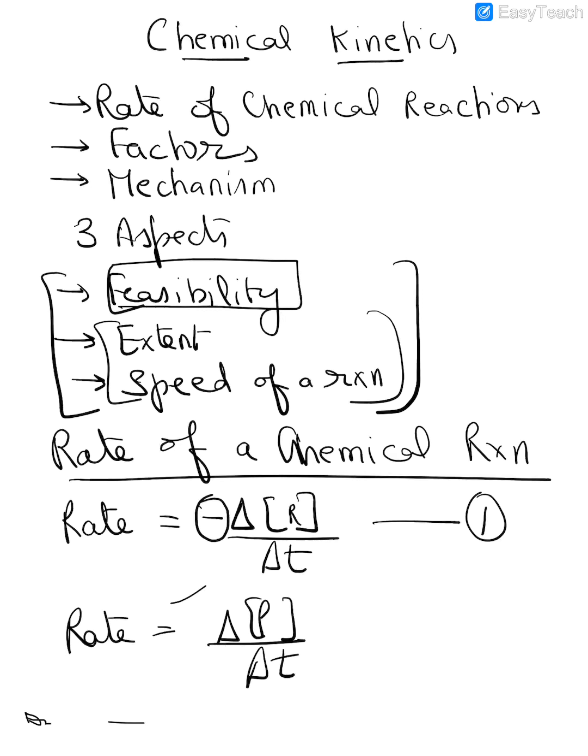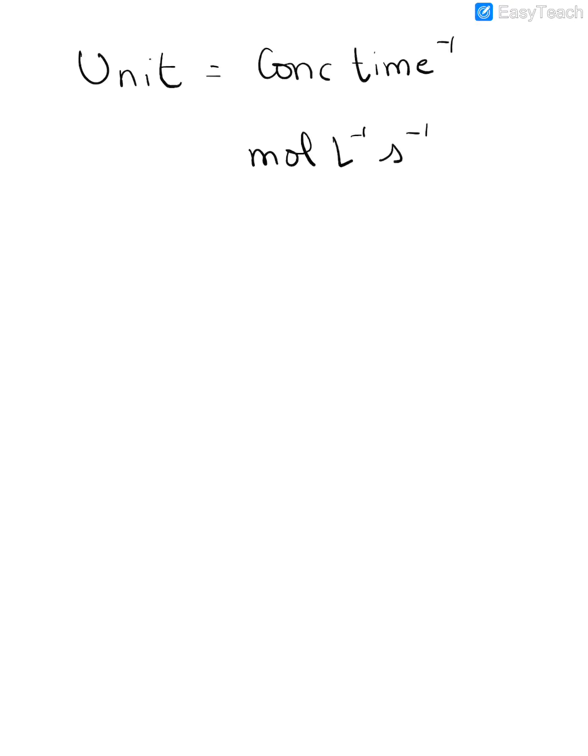Now here we have used a negative sign. The significance of the negative sign is, as we know that the concentration of the reactant is decreasing with time, so delta R will be negative. Thus, to make the expression for the rate of the reaction positive, a negative sign is put before the expression. Now talking about units of rate of the reaction. Unit is concentration per unit time. Concentration is moles per liter and time is second. So it is moles per liter per second.